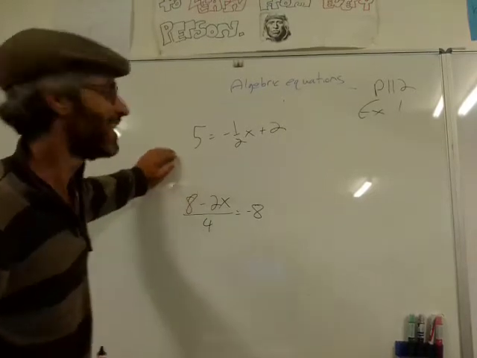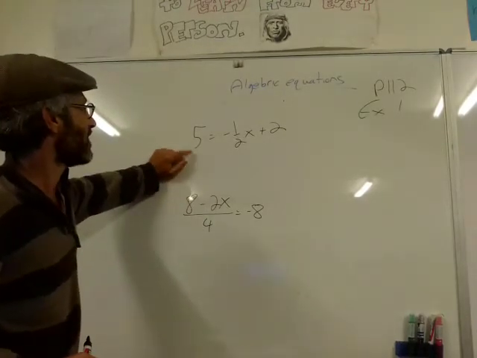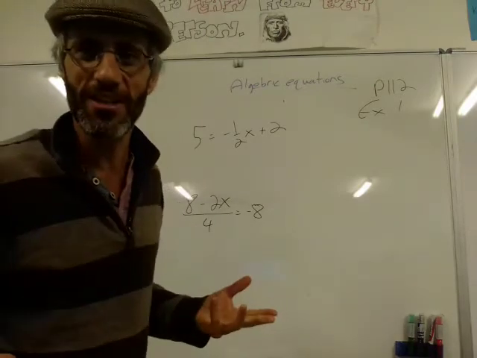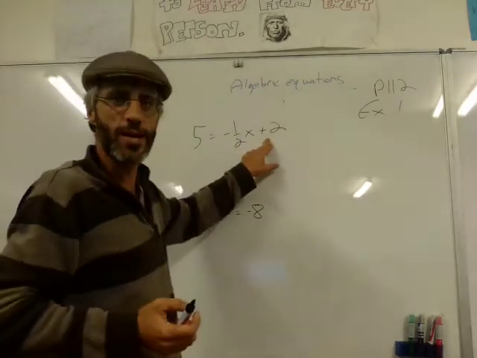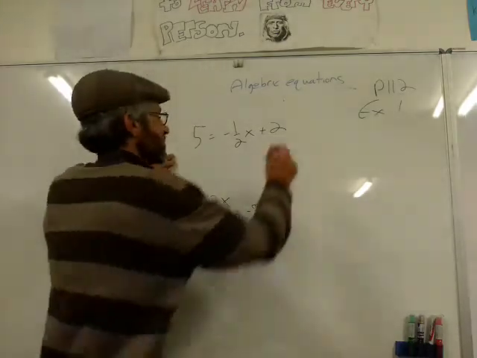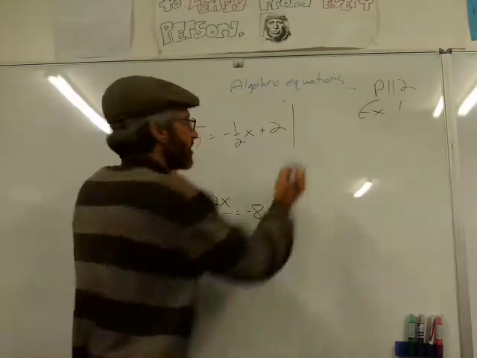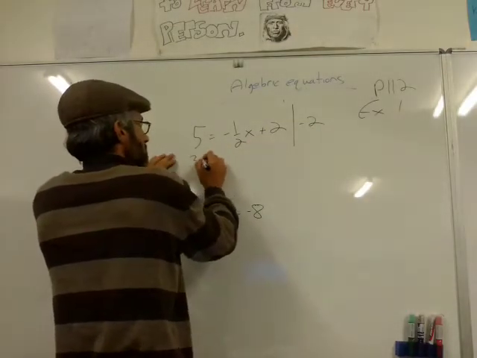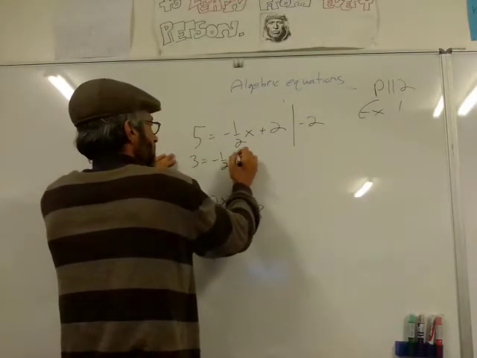Sorry about that, guys. Okay, so I've got the x now on the other side. Well, that's fine. I'll just keep him there. Okay, what I want to do is get rid of that 2, move him to the other side. How do I do it? Okay, correct, I minus 2. So I'm going to write 5 minus 2 is 3 equal minus half x.